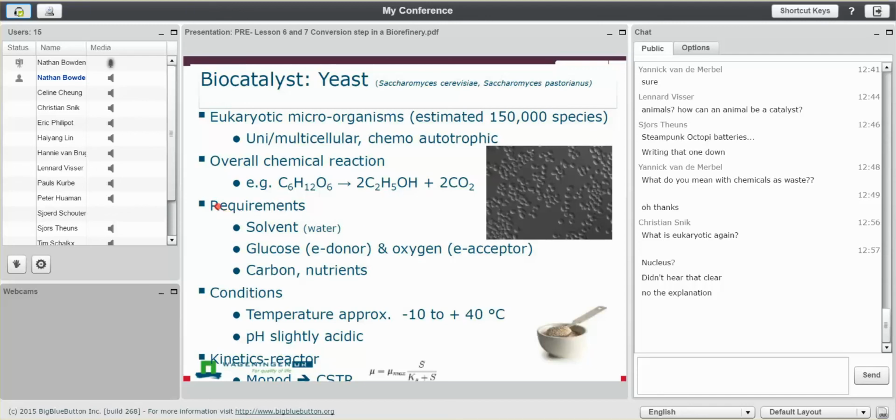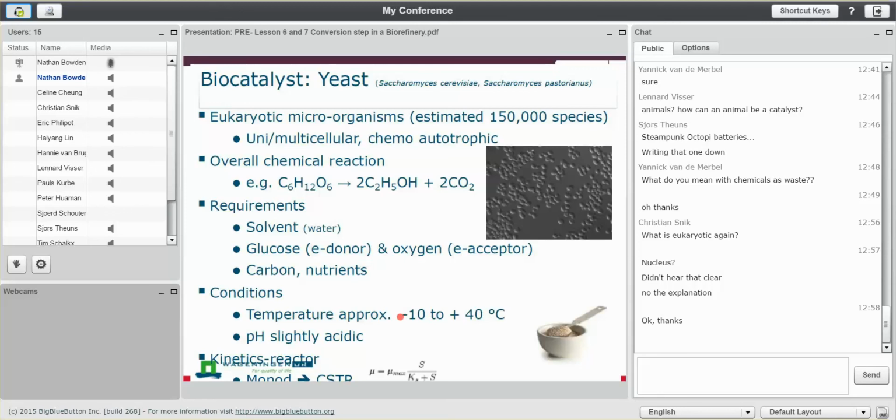I'll continue. Requirements: solvent, mostly water, glucose, right, because it needs to get its energy from somewhere. Oxygen as the electron acceptor. Of course, carbon and nutrients. This is all the things that you're learning in cell biology, I think. Might have gotten also microbiology.